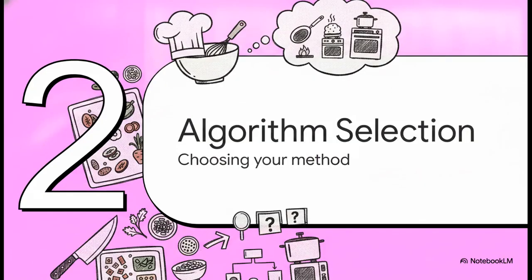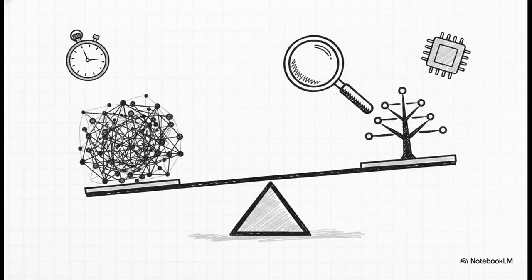Moving on to Section 2, selecting the right algorithm, choosing your cooking method. Before you write a single line of code, you absolutely must evaluate your real-world constraints. I know it's tempting to just throw a massive neural network at everything, right? But what if your stakeholder needs to understand exactly how a decision was made? That need for explainability immediately points you towards simpler models like decision trees or KNN.